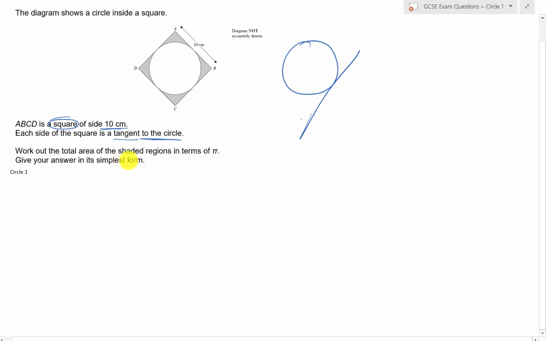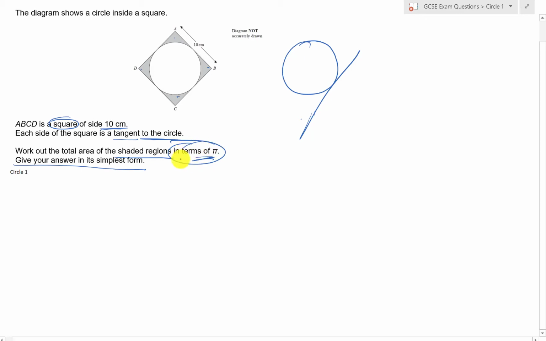Okay, to work out the total area of the shaded region. There's a shaded region here, so we're working out these four sections here in terms of pi. Give your answer in its simplest form. Now it says in terms of pi, so what a lot of students do is they try to work out the area using the pi, which is 3.14 or 3, whichever they will do, and they waste a lot of time doing multiplication of decimals.